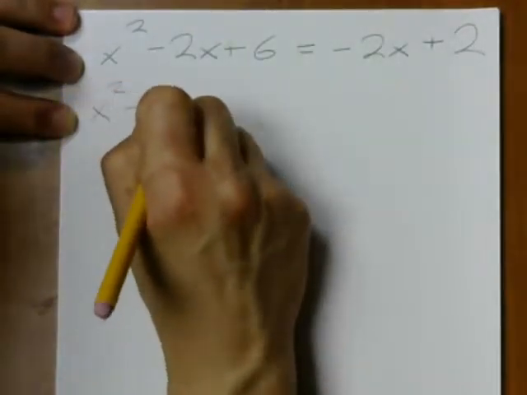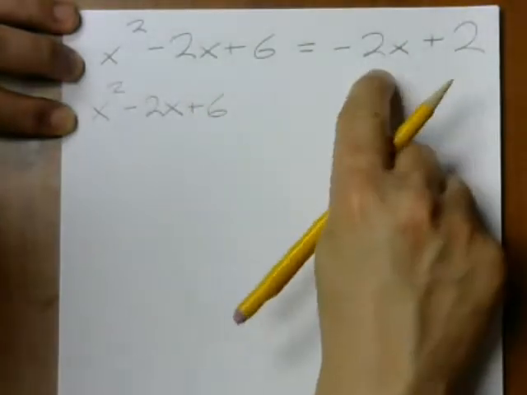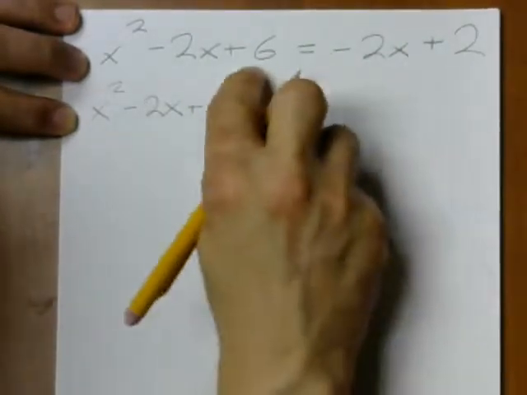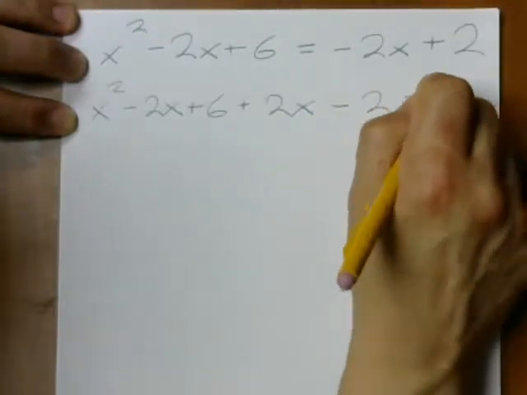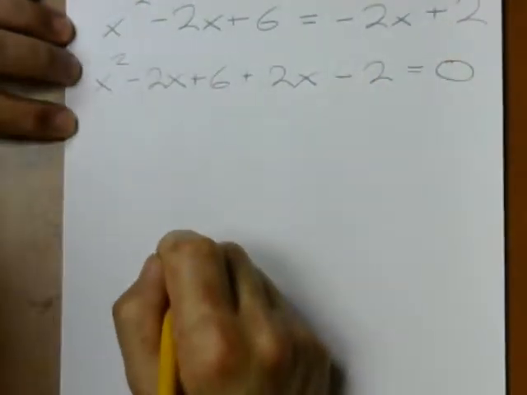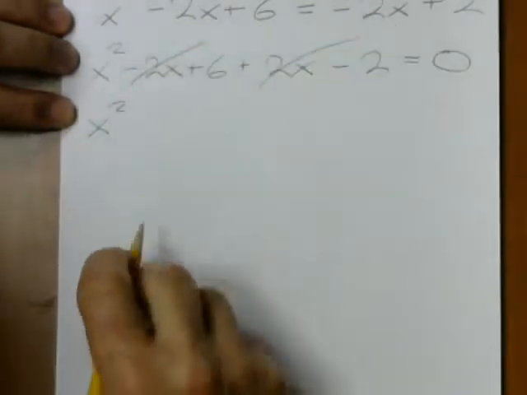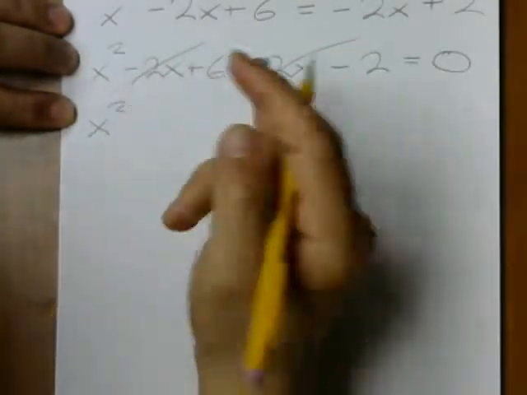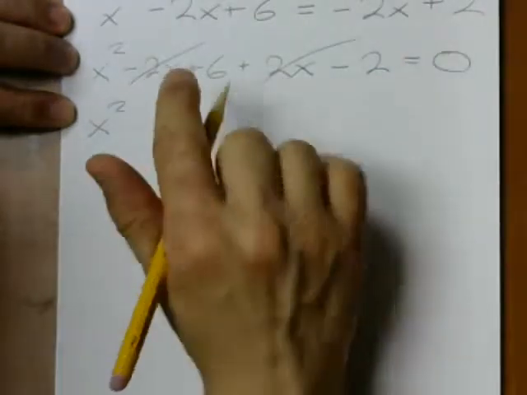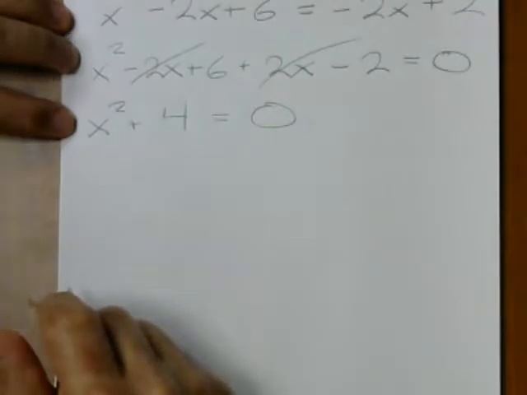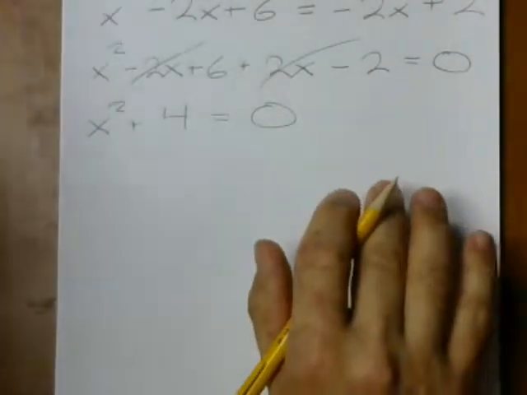x squared minus 2x plus 6. Well, I add 2x to both sides. I subtract 2 from both sides. And now this is what I get. So, I have x squared. Well, thankfully that cancels because I have a minus 2x and a plus 2x. And then I have plus 4 equals 0.